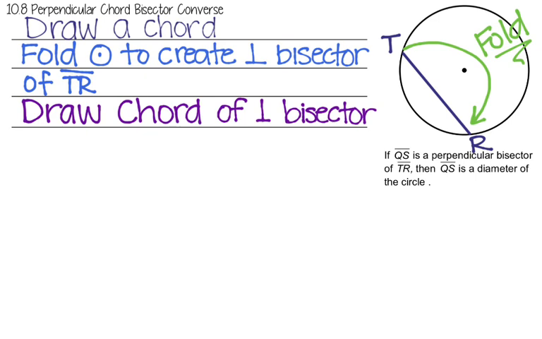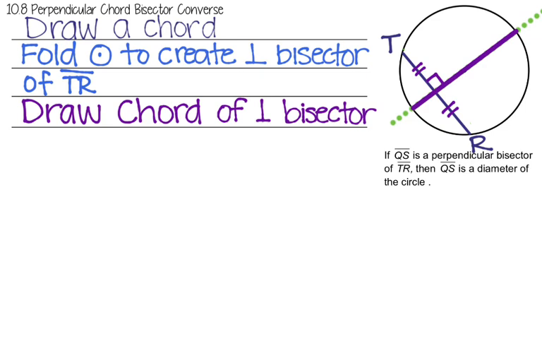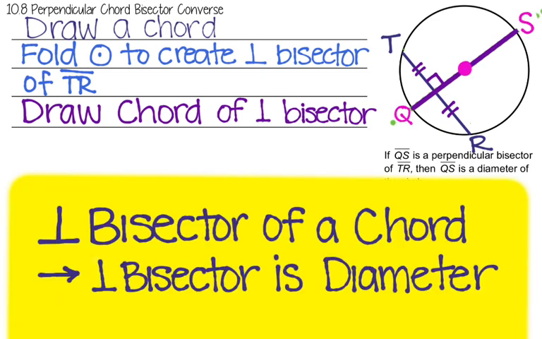And what will happen is you'll know that since you folded T on top of R, you folded it in half. So we found a midpoint. And because this chord will land on top of itself, it will be perpendicular. And what you notice is, oh my goodness, it went right through the center of that circle, which means the perpendicular bisector of a chord is the diameter. The perpendicular one that we created is the diameter of the circle.